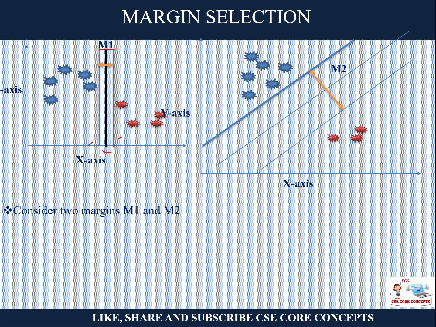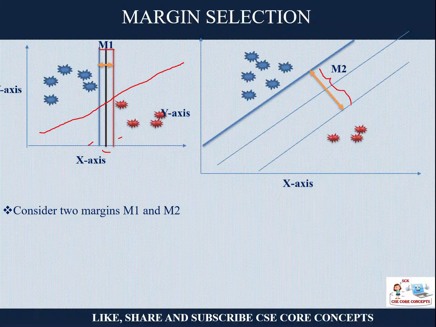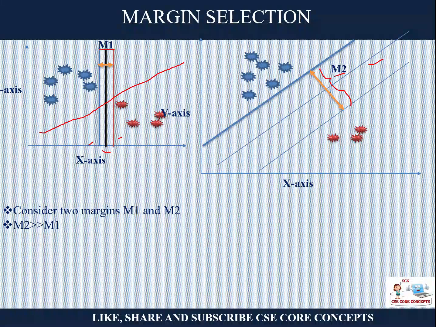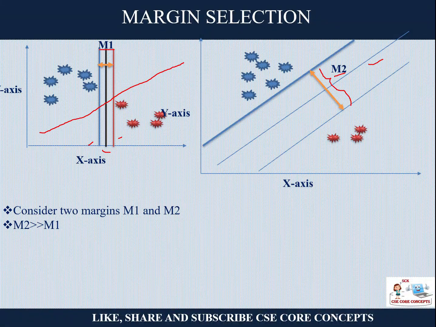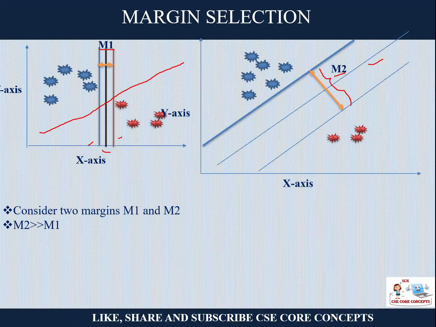The same set of data is here. But if I make the hyperplane like this, you can see the value of m2 which I am getting is higher. That means if I consider the hyperplane in this direction, then I am getting more cushioning, more gap between class 1 and class 2. So the model is going to be very generalized.